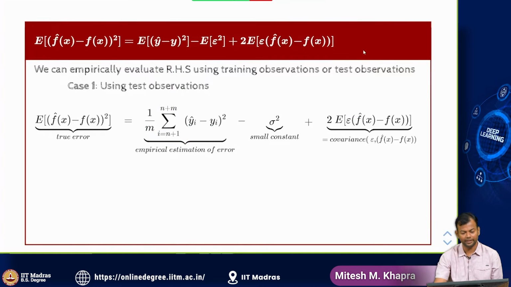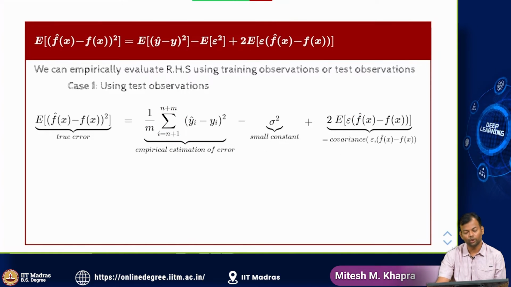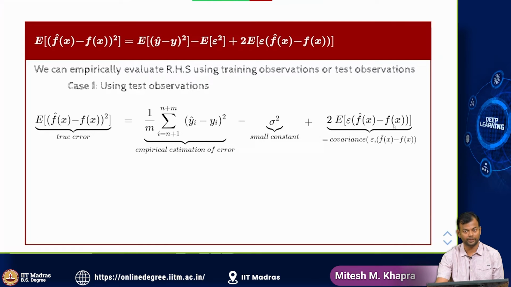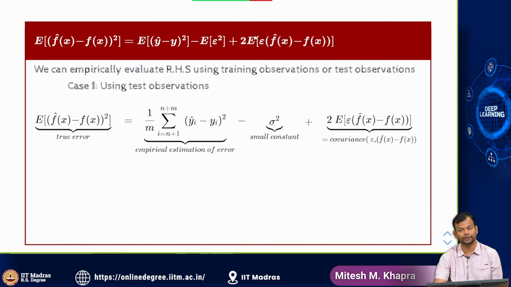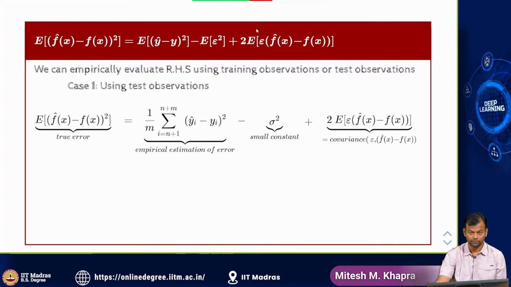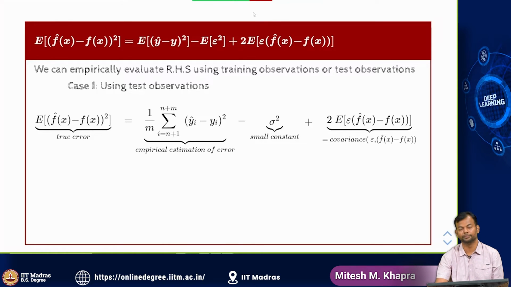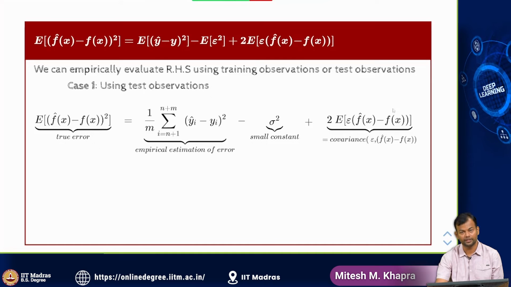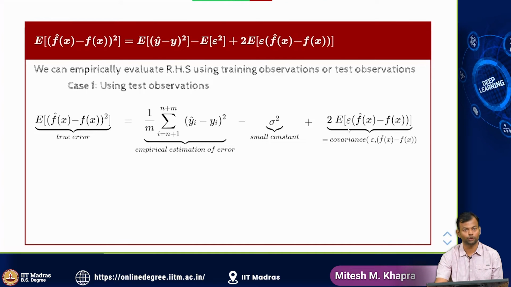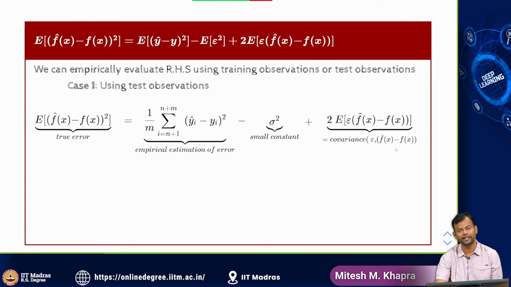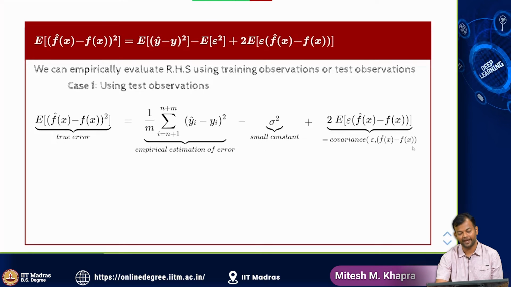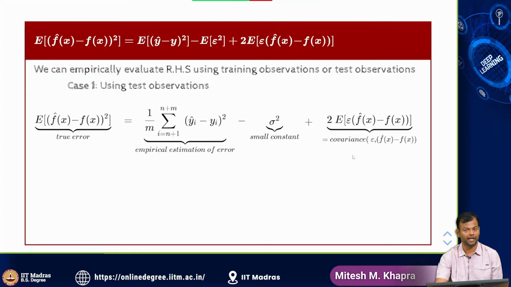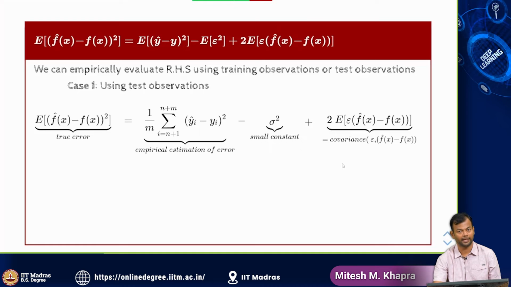What I have written here, keeping the two aside, is actually the covariance between these two random variables: epsilon, which is the noise, and f hat of x minus f of x. I will tell you why I am saying that.